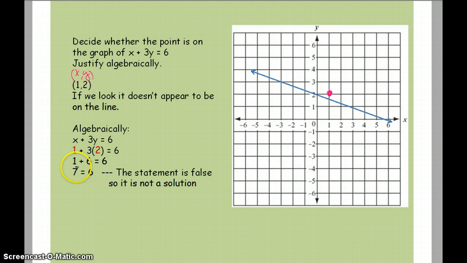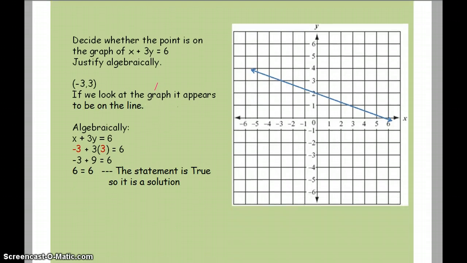So I get 1 plus 3 times 2 is equal to 6. 1 plus 6 gives me 7. Okay, is 7 equal to 6? No, the statement is false, so (1, 2) is not a solution.